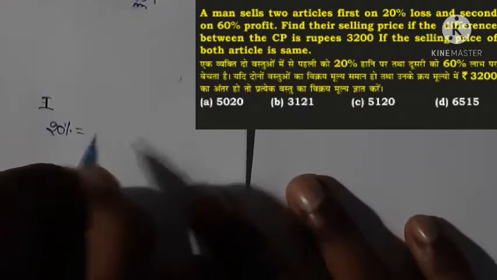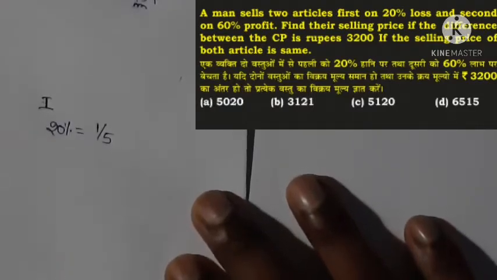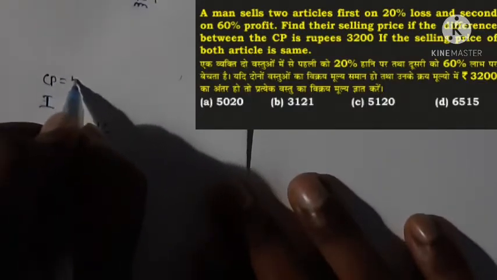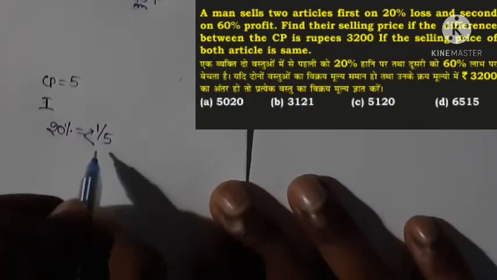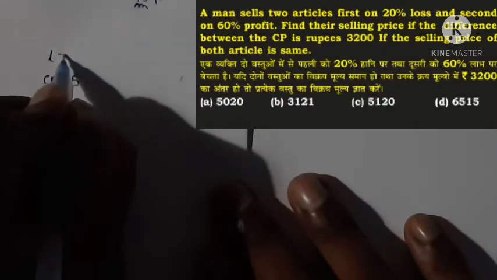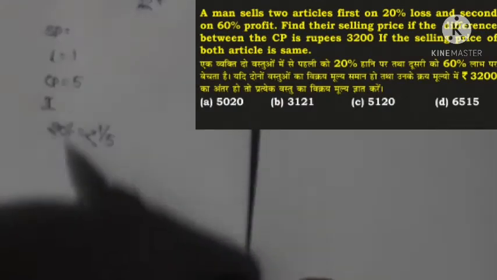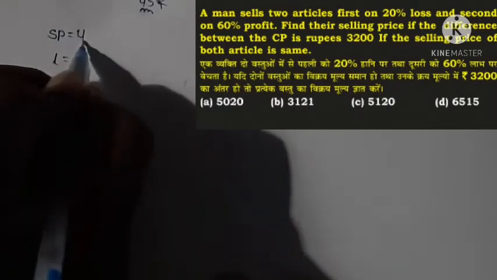So 20% is equal to 1 by 5. Say the cost price is 5. Here the loss is 20%, that means 1. So the loss is 1 and the selling price is 5 minus 1, so the value is equal to 4.